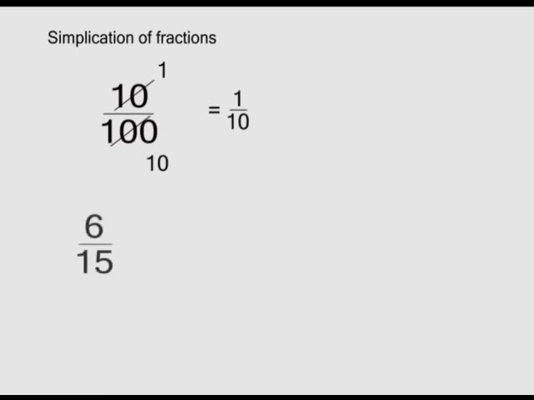Next, simplification of fractions. A fraction should be written in the simplest way possible. So the numerator and denominator should be simplified as much as possible. For instance, 10 over 100 can be simplified by dividing both the numerator and the denominator by 10. So we have 1 over 10. Equally, 6 over 15 can be simplified into 2 over 5 by dividing both numerator and denominator by 3.